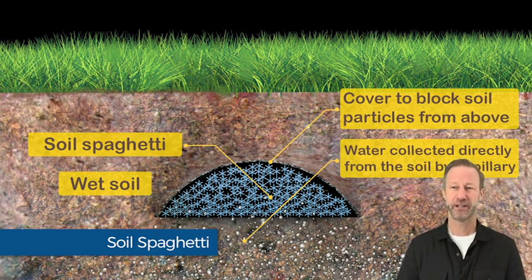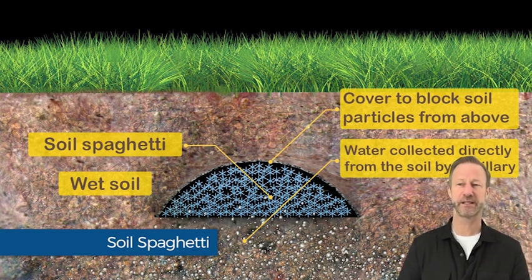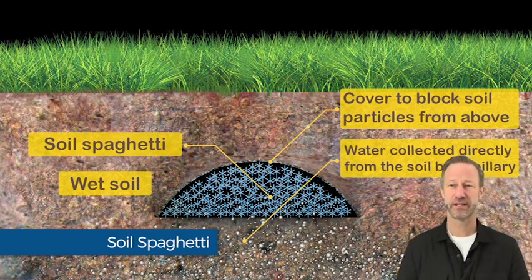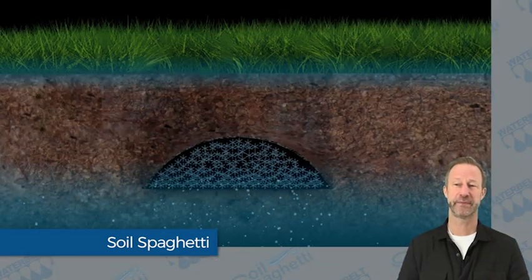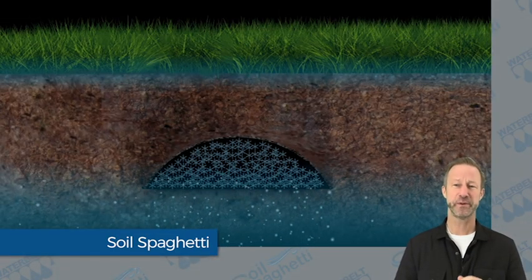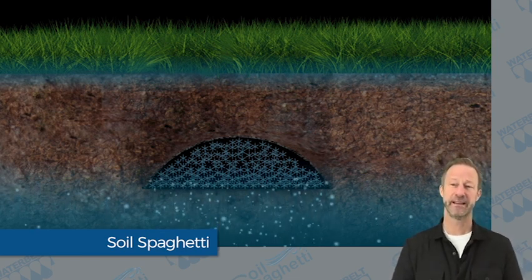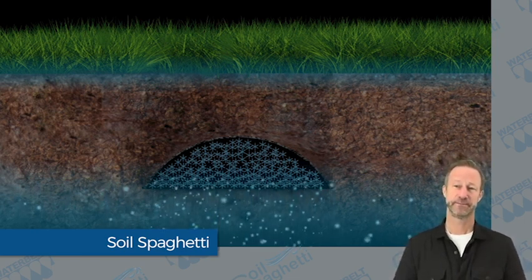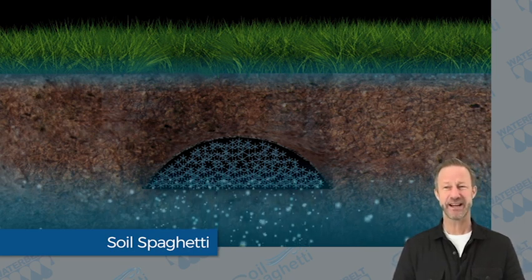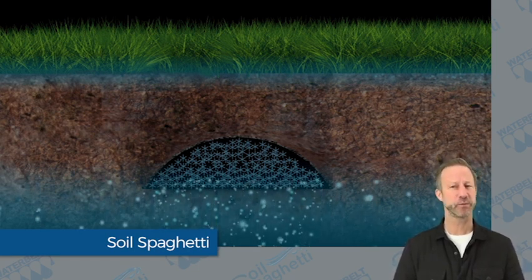Make a trench, place the spaghetti along the bottom of the trench, cover the top with geotextile or solid plastic material, and then backfill the trench. The cover over the spaghetti is not required as a filter. It is required to prevent soil particles from falling into and blocking the network created by the rods. The underside is left open in full contact with soil for collection by capillary.